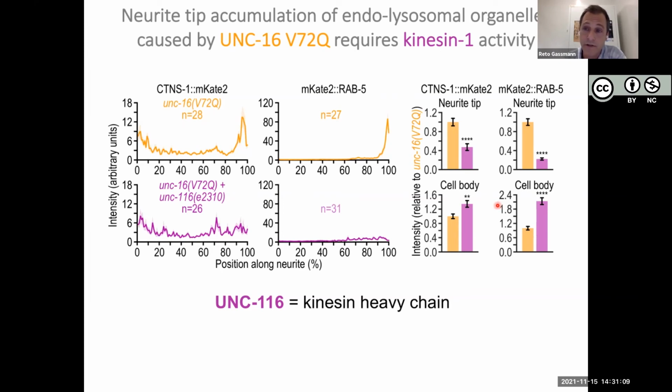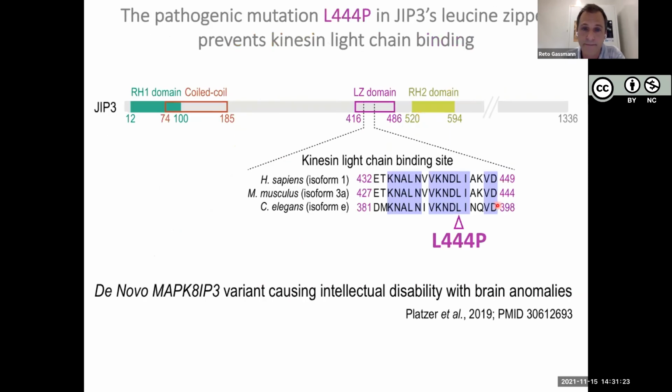But the question now was, is it really the kinesin 1 that is bound to UNC-16 that is responsible? And for that, we were looking for a mutation that would selectively displace kinesin 1 from UNC-16. And we settled on this mutation here, which in humans is L444P. This is a mutation in a kinesin light chain binding site. And it was described a couple of years ago in a paper that showed that this mutation causes intellectual disability with brain anomalies. So this is a disease mutation.